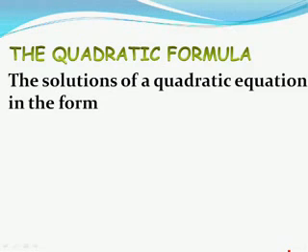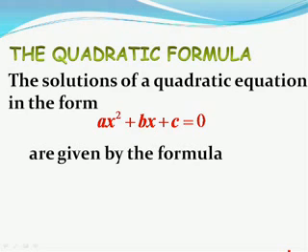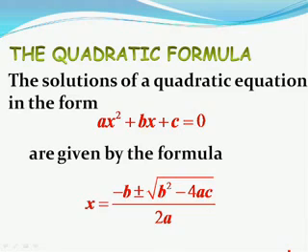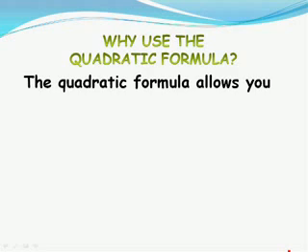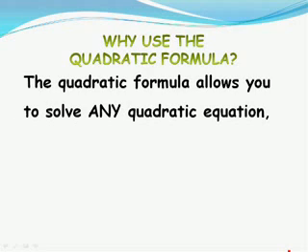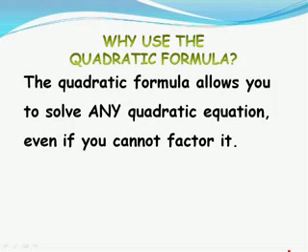First, we have to define the quadratic formula itself. The solutions of a quadratic equation in the form ax squared plus bx plus c equals 0 are given by the formula x equals negative b plus or minus the square root of b squared minus 4ac, over 2a. Why use the quadratic formula? The quadratic formula allows you to solve any quadratic equation, even if you can't factor it.